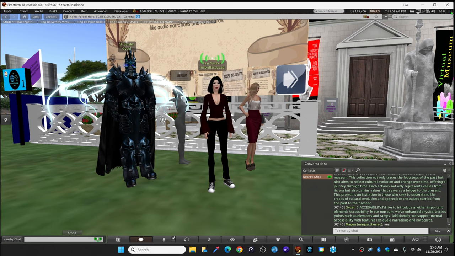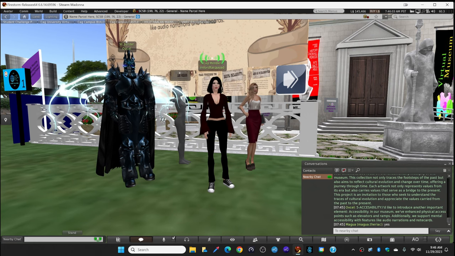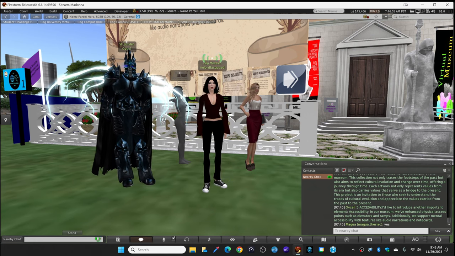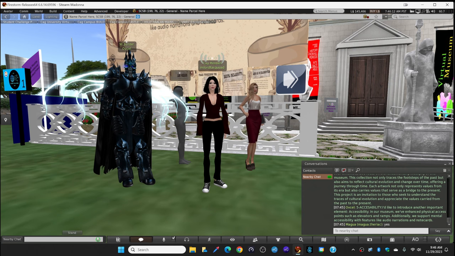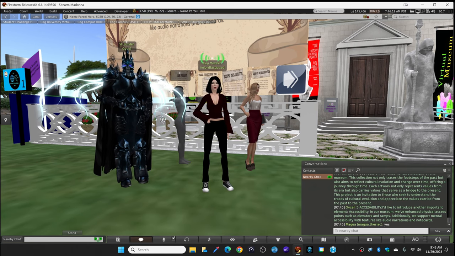The next thing I would like to talk about is accessibility. In our museum, we've enhanced physical access points such as elevators and ramps. Additionally, we support mental accessibility with features like audio narrations and note cards. Ensuring that this cultural odyssey is accessible to everyone has been a very meticulous process.